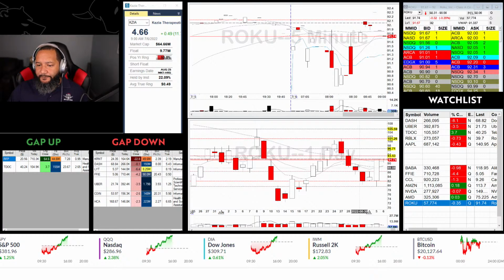You like the setup? Yeah, I agree. The setup is nice here if we can hold here and get going. But I just don't think they can do this on their own without a catalyst. Let's take a look here.